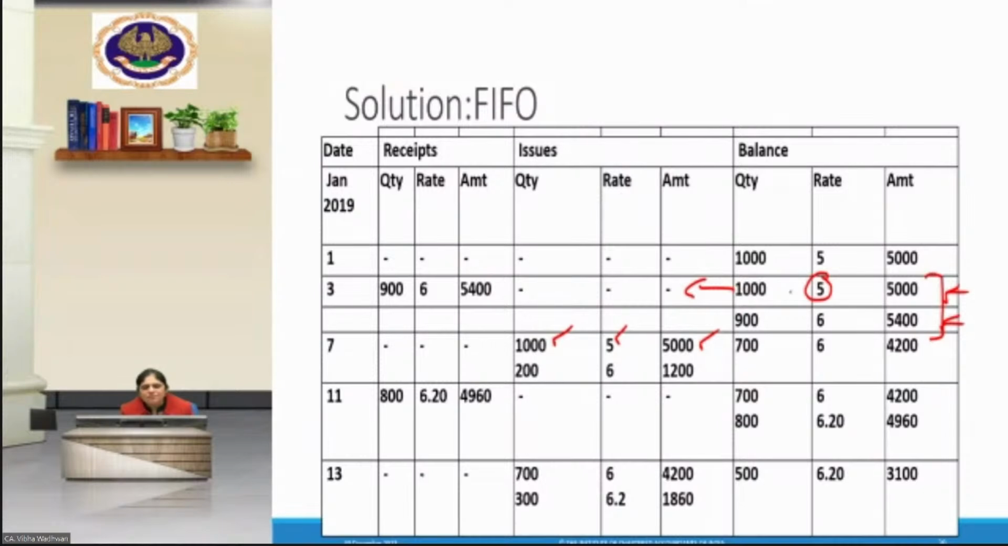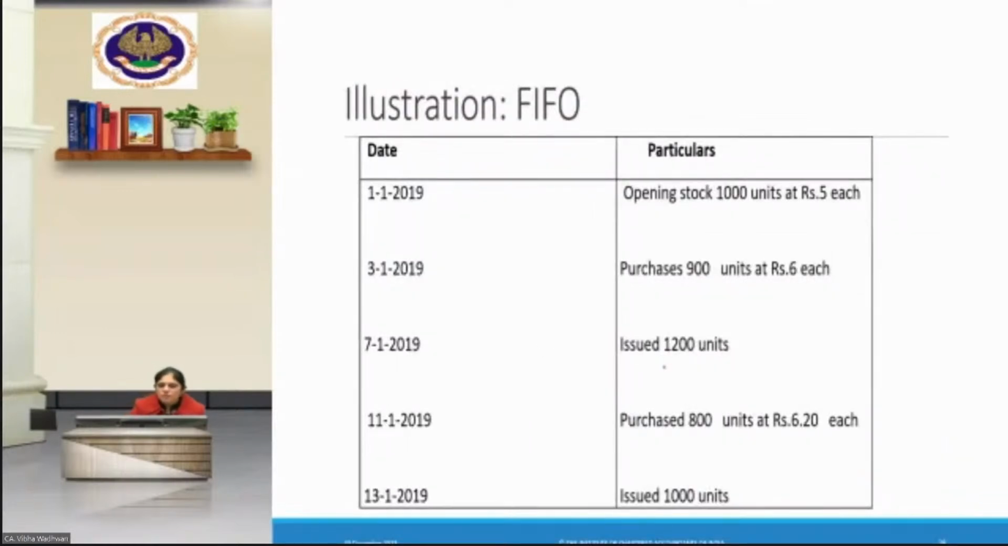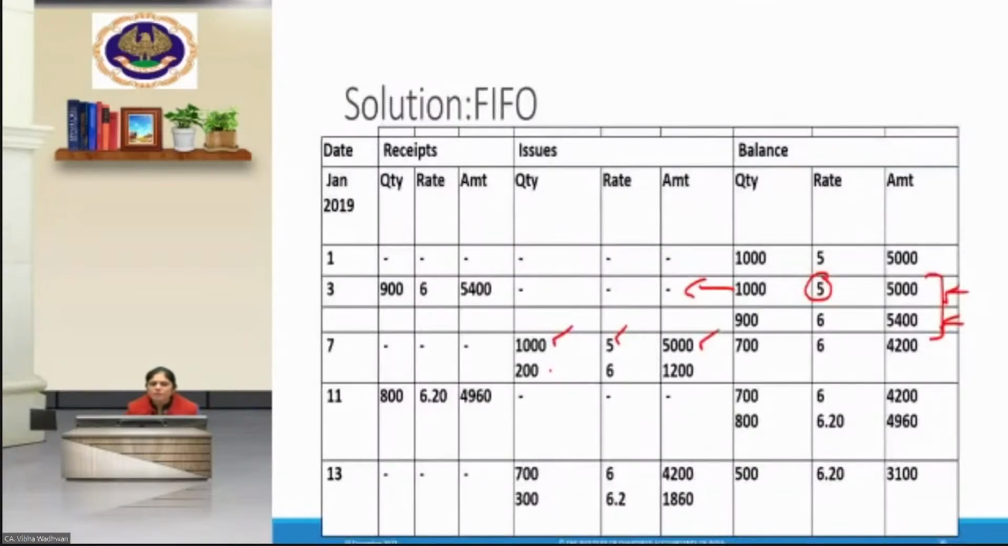So first in, first out means the oldest stock will be issued first and then the next one will be issued. So out of 900, we need the balance 200 because if I go to the question, we issued 1,200 units. So 1,200 units means 200 out of this lot at the rate of 6. Clear? So this is basically the value of issue.